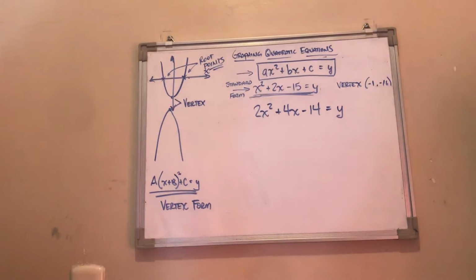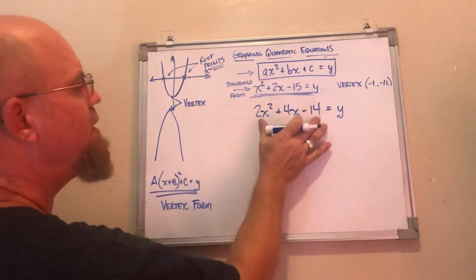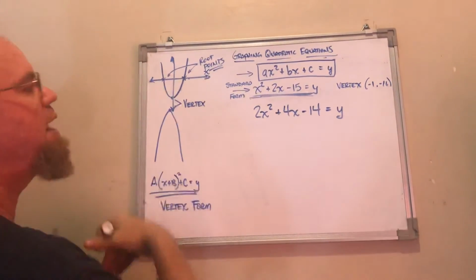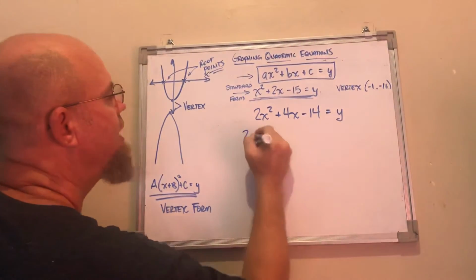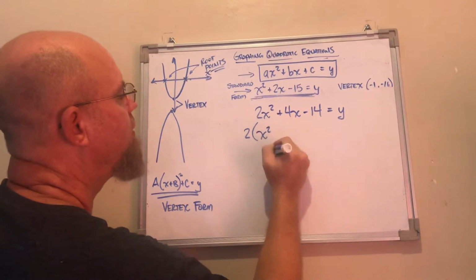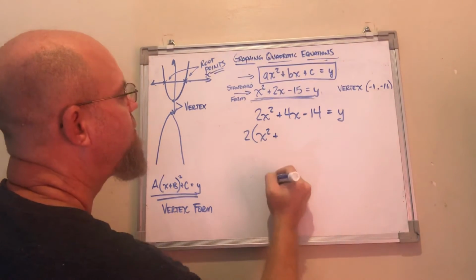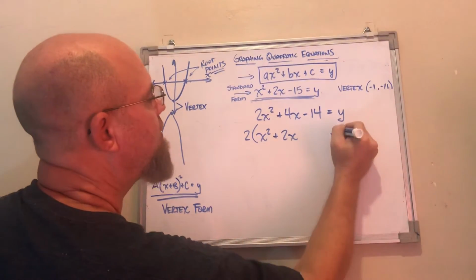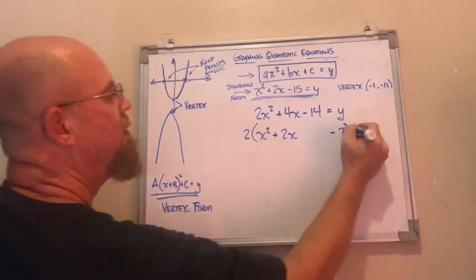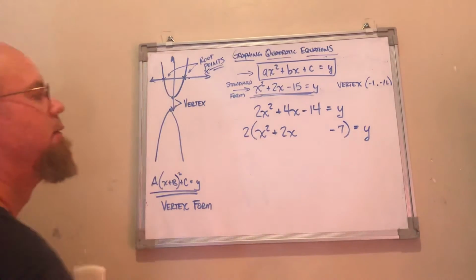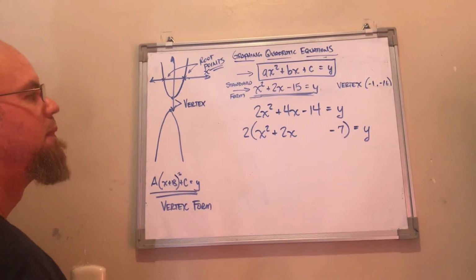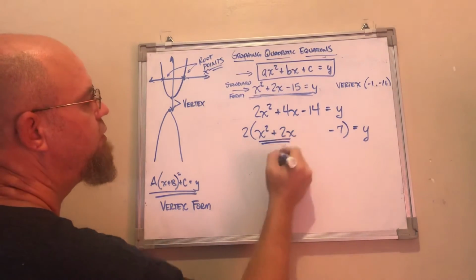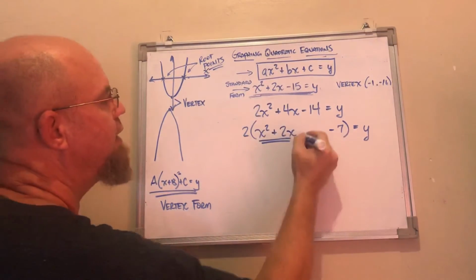Okay? On this one, you can see we do have a greatest common factor. So let's pull that common factor out. So I've got 2 times x squared plus 2x, minus 7 equals y. All right? So then what I'm going to do is I'm going to complete the square for this. So 2 divided by 2 squared is plus 1.